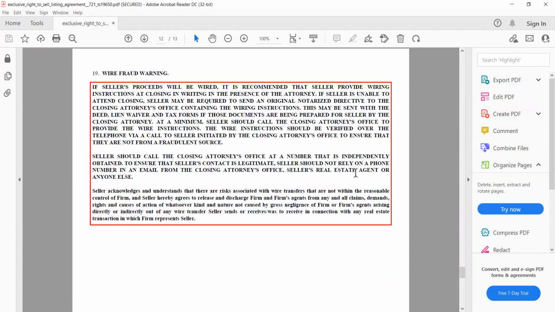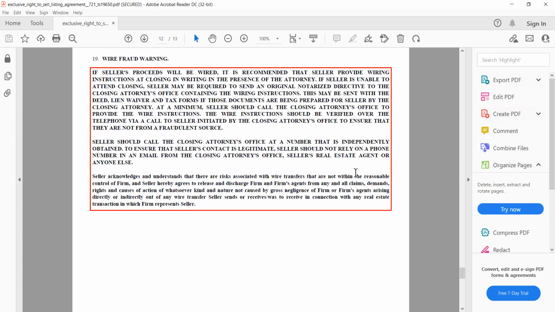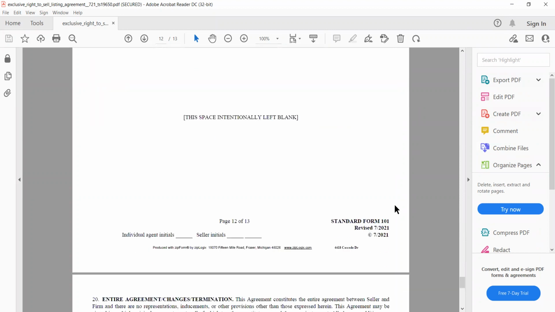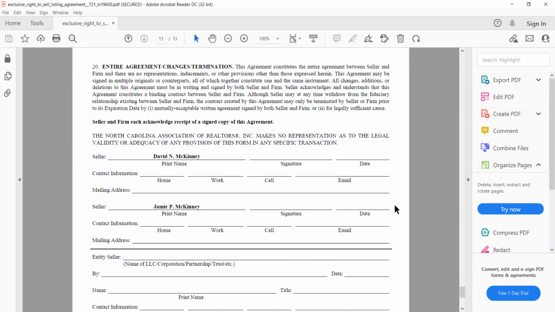Notice here, number 19 on page 12, there's a wire fraud warning. Okay. So this is again kind of a CYA for us, but also an educational piece for our sellers to let them know how we handle wire transfers or whatever. Page 13 is basically your signature page.